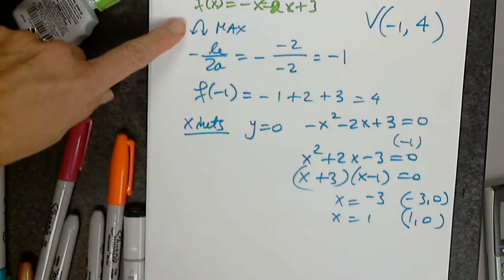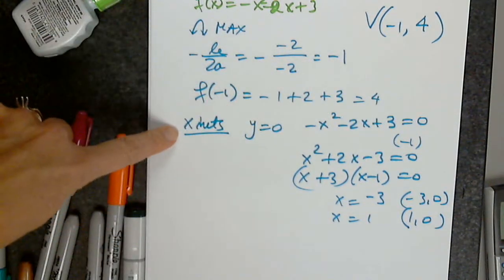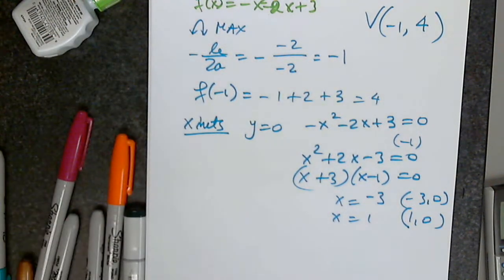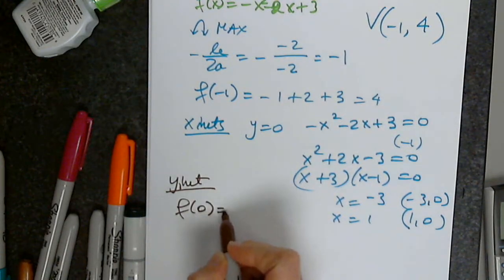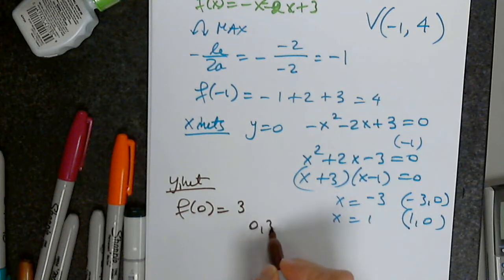So we have the maximum, we have the vertex, and we have the x-intercepts. Is that okay, everyone? Okay, so now the y-intercept, all I have to do is find f of 0, which is 3. So (0, 3).